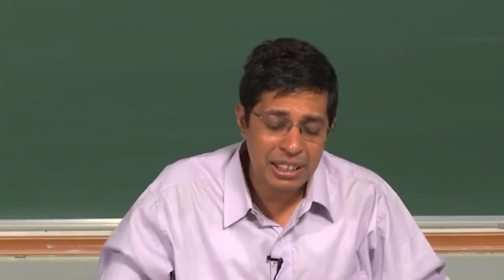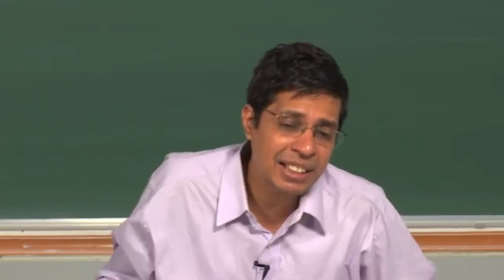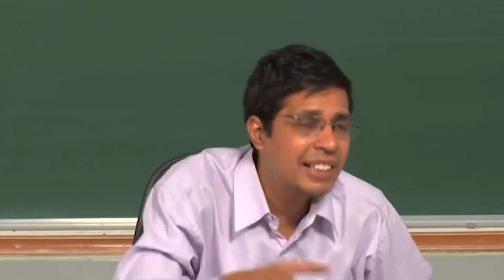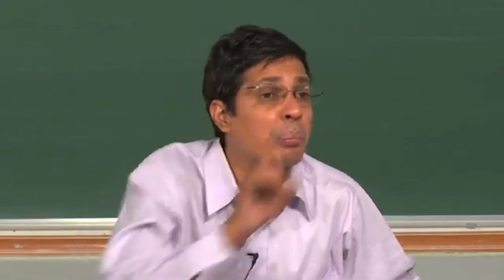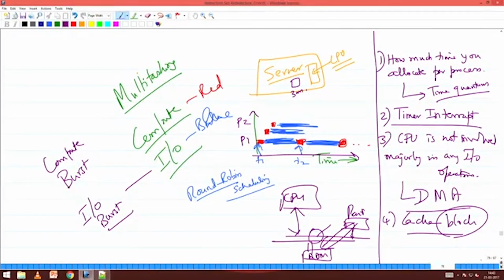So P2 cannot compute its CPS unless the data and instruction that are necessary for P2 are already in the cache, and that is where our spatial locality, our block caches, help, right. So block caches help. If I do not have block caches, then this whole concept of round robin scheduling would be an impossibility.